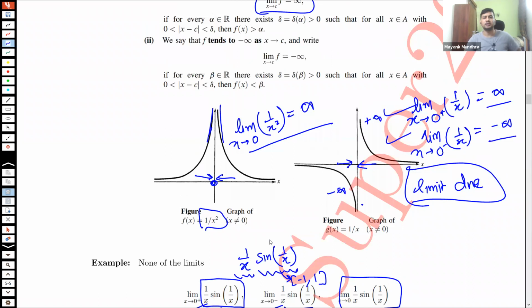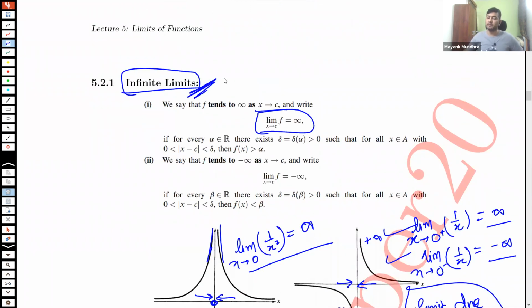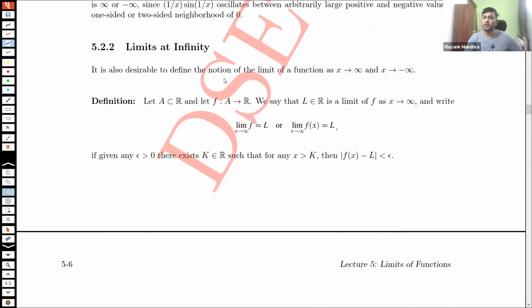So this was the part where the limits were becoming infinite. Now we look at what happens to limits at infinity, when x goes to infinity or negative infinity. Okay, so first we define this. So what is the definition of limit x tending to infinity f of x, or limit x tending to negative infinity f of x? Okay, so this should be a negative sign. There should be a negative sign.